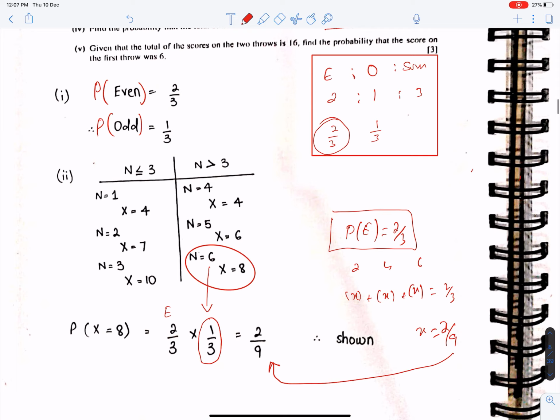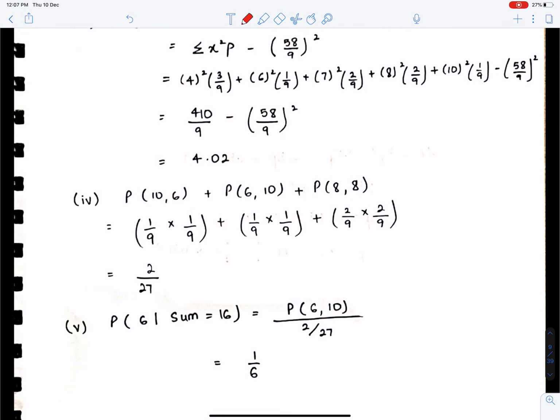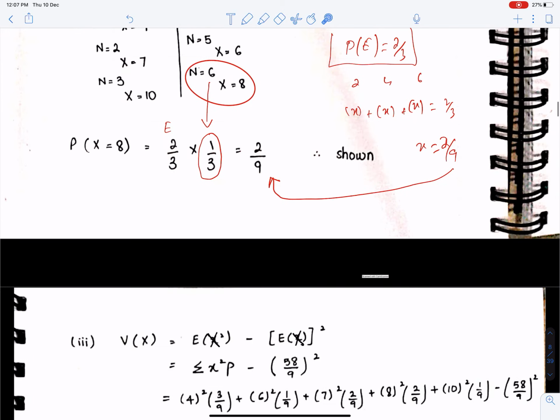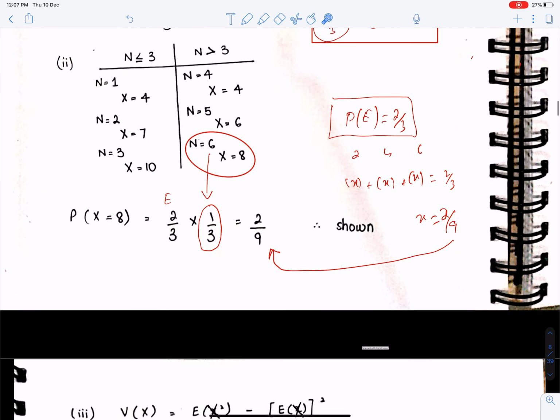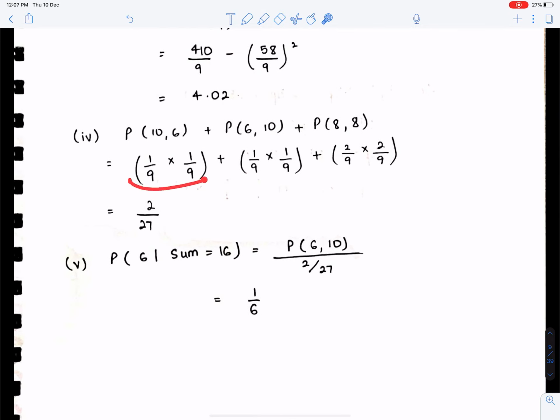Now this is very simple. To get 16, the scores must be 10 and 6. I mean, on one throw, he should get 10, and on the other throw, he should get 6, that will become 16. 6 and 10, 8 and 8. These are the possible values of X in order to get a total score of 16. And the probability of 10 in the table is 1 upon 9. You just need to take probabilities from the table. These probabilities are from the table, and this is the final answer.